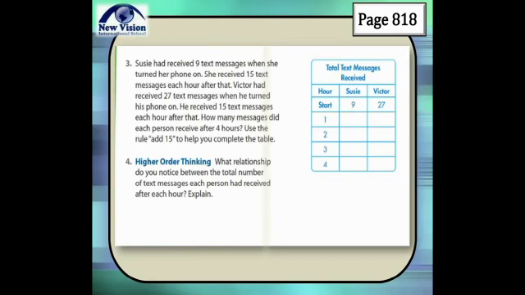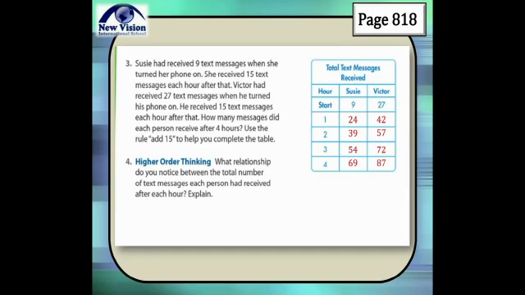So let's start with Susie. She has 9 at the start. So 9 plus 15 is 24 plus 15, 39 plus 15, 54 plus 15, 69. For Victor, let's start with 27 plus 15, 42 plus 15, 57 plus 15, 72 plus 15, 87.